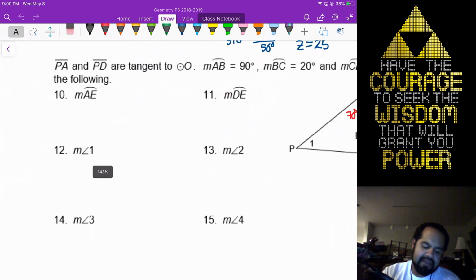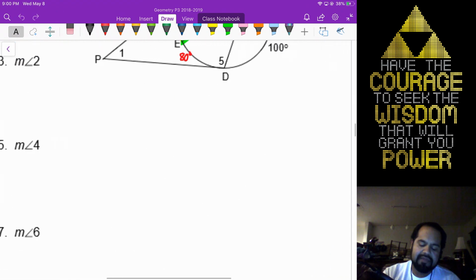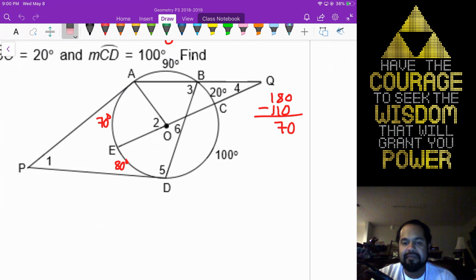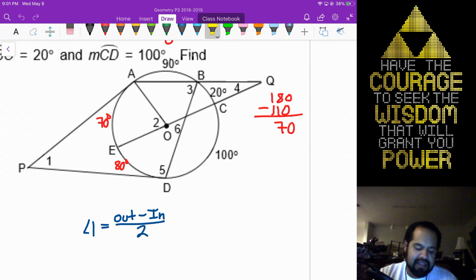Okay. Now the fun part, finding all those angles. I'm going to go in order based on the picture. Here we go. The measure of angle 1. The first thing I ask myself is, where's angle 1? Angle 1 is outside of the circle. So because it's outside, remember we're going to say it's the out minus the in, divided by 2. This is our outer arc and inner arc. So here's my highlight to show you guys. Here's the inside arc. Here's the outside arc.